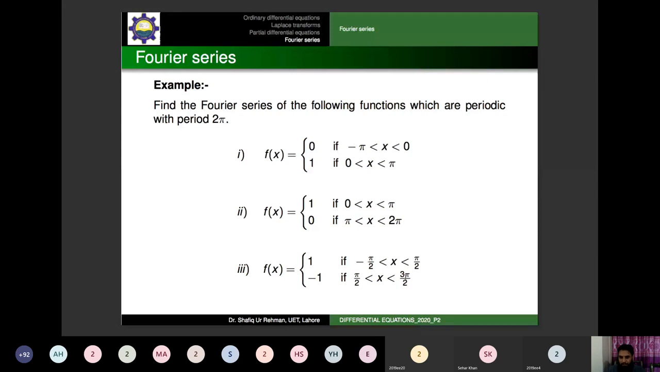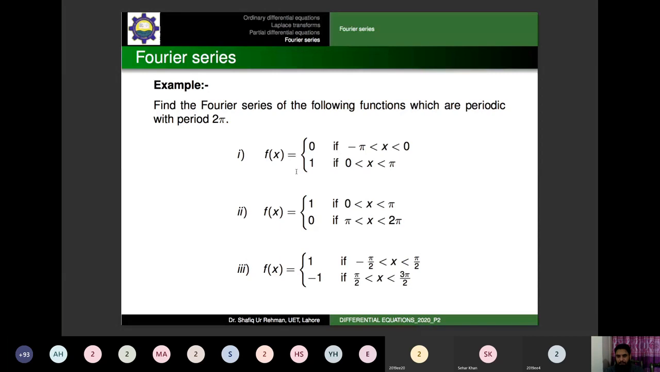3 pi by 2 minus the smallest value, minus pi by 2, again it will take you 2 pi. So obviously all these functions are periodic with period 2 pi. We take one of the examples, like the first one. It's a periodic function, period 2 pi.